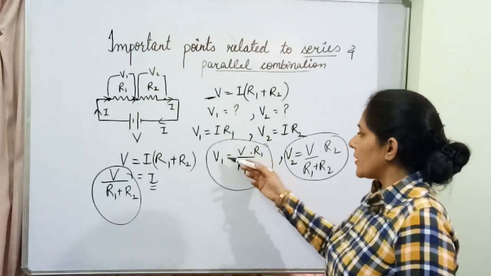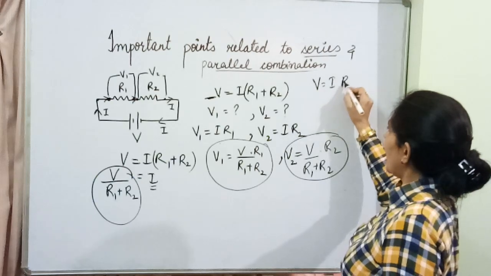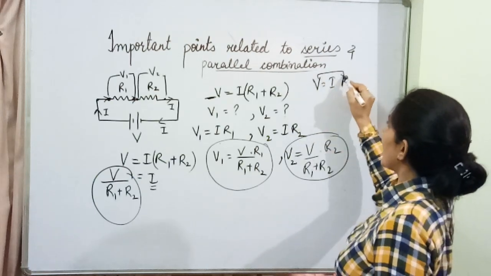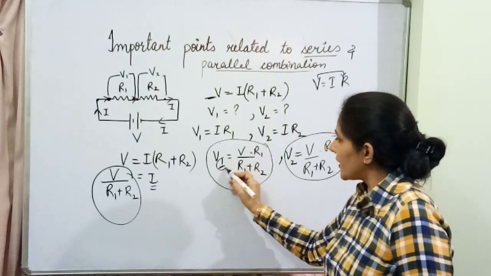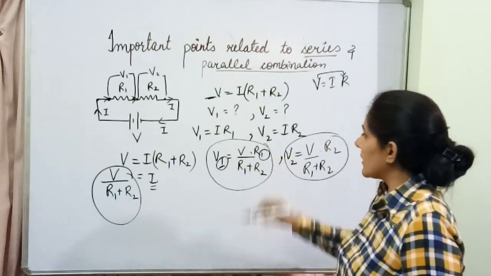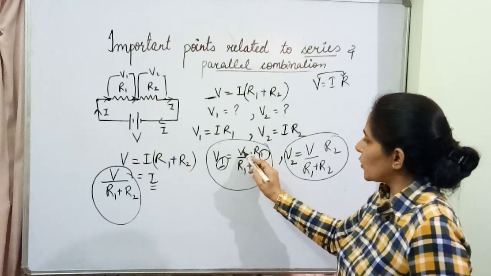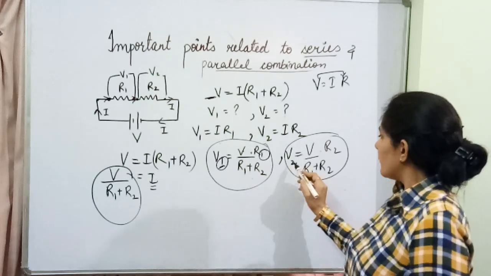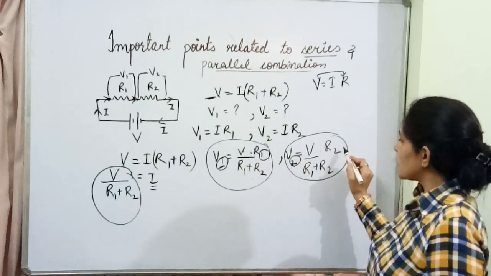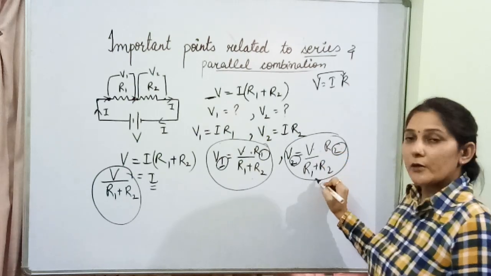Same way you can remember these two also. We are aware V is equal to IR. From here you can say V and R are directly proportional to each other. So the potential difference you are writing here as V1, what will you write in front of it? Resistance. And for potential difference, write the total value of potential difference divided by total resistance. Here V2, second potential difference, the second resistor, total potential difference divided by total resistance.